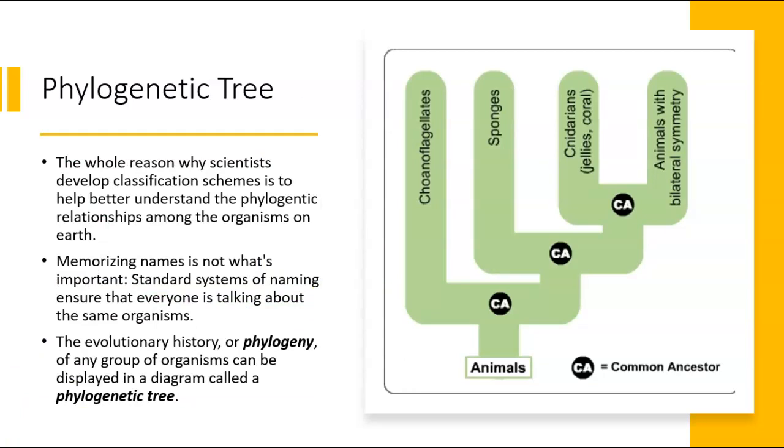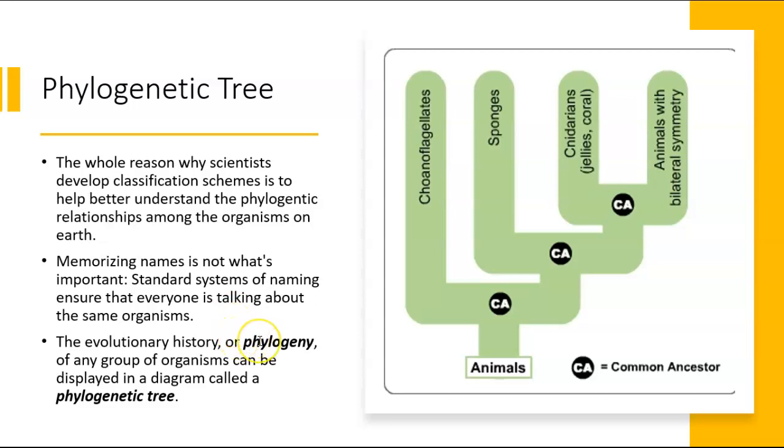So on to our phylogenetic trees. You will most likely see some sort of phylogenetic tree on the state test, so we do look at these quite a bit. The whole reason why scientists have developed classification schemes is to help us better understand the phylogenetic relationship, the evolutionary relationship among organisms on Earth. We're not worried about memorizing these species names. It's more about how they relate to each other and how they fit in the phylogenetic tree.